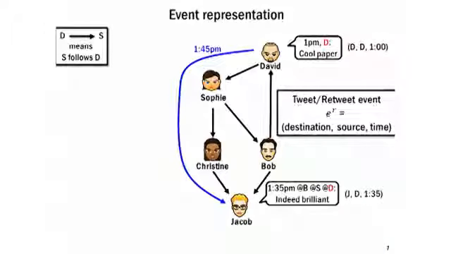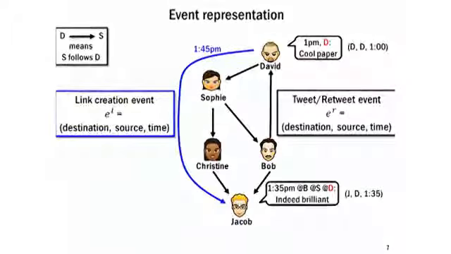The second type of event in this information diffusion network, when you try to model the coevolution of network structure, is going to be these link creation events. Again, it's going to be a triplet containing the destination, source, and the time when the link is created. For instance, for this particular link between Jacob and David, you can record it as JD145.